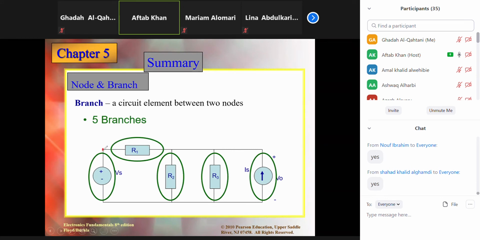So we already have this node, right? And we have this node all together. So a circuit element connected between 2 nodes is a branch. We have another one.